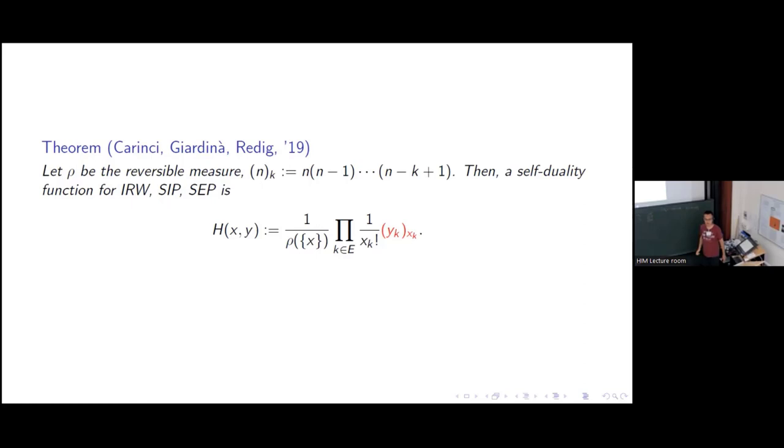I want to say something about it. For a fixed k, you see that it is a polynomial of degree k. So on the right side, we have a polynomial, especially of degree xk in that case. And the variable we put inside is yk. So we have a polynomial on the right side of total degree the sum of the xk's. That will be important later.